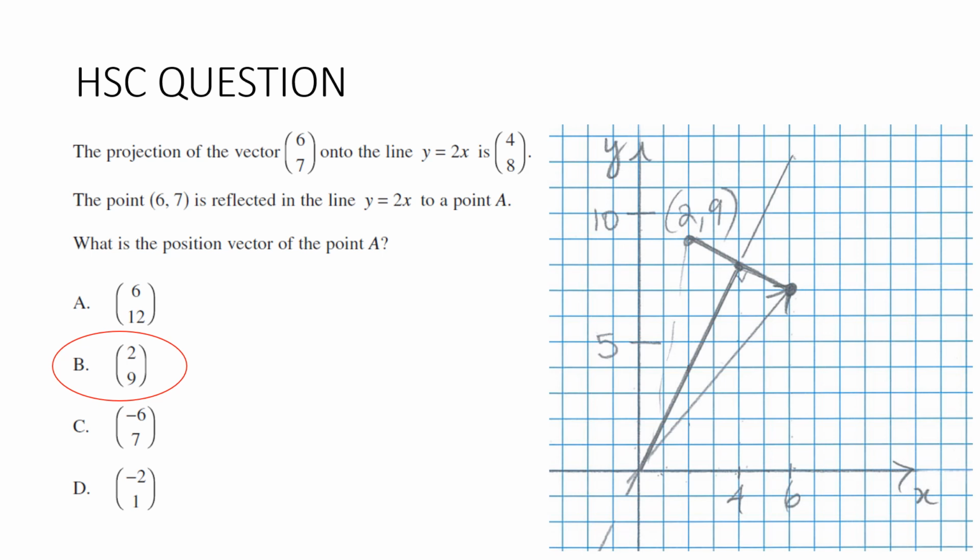Now, some students might not have attempted this because of this word projection and assumed it was too difficult. Let's have a look at this anyway. The projection of vector (6, 7) onto the line y equals 2x is the vector (4, 8). And we can see that also from the diagram. But with multiple choice, it doesn't matter how you get the answer as long as you get it. So if you want to use coordinate geometry in a scale drawing, then do it.